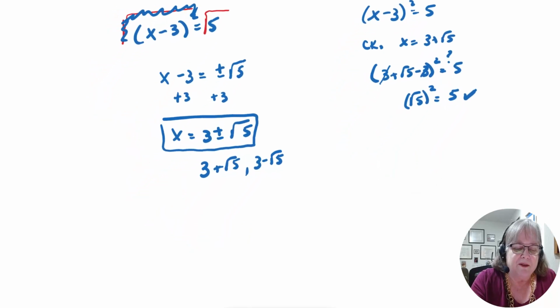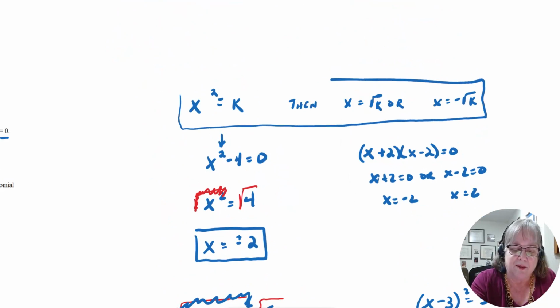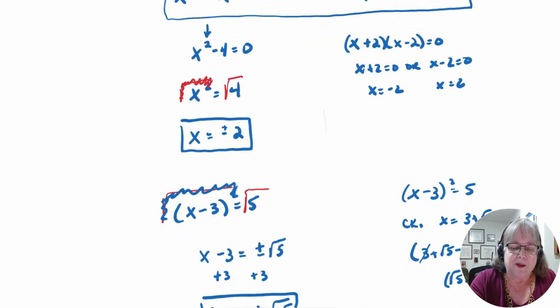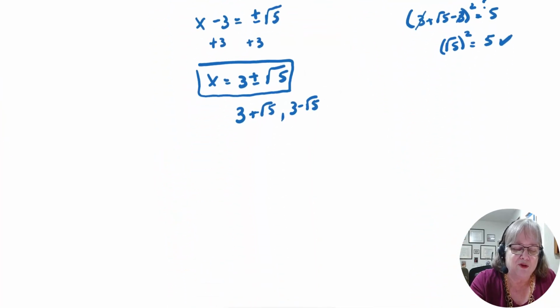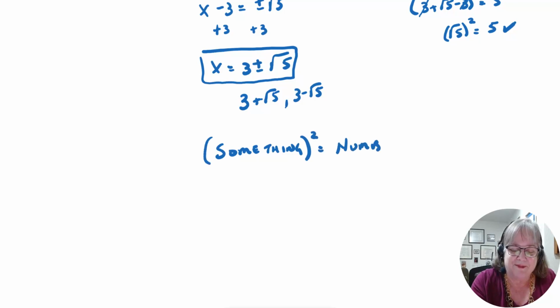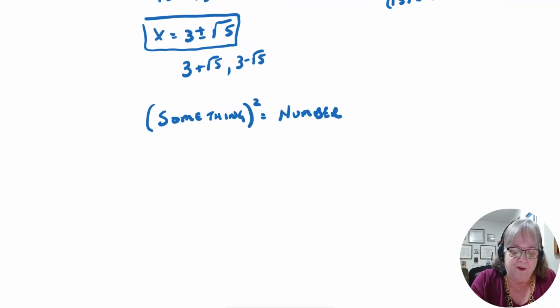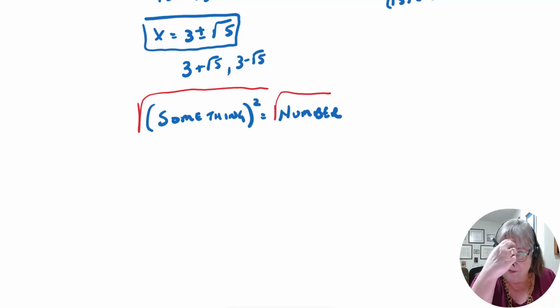All right. So I like this concept, the way books often state it: if x² = k, then x = ±√k. But it's not always just an x. So I have a tendency to say, if you have something squared equal to some number, and that number doesn't have to be a square, you square root both sides.